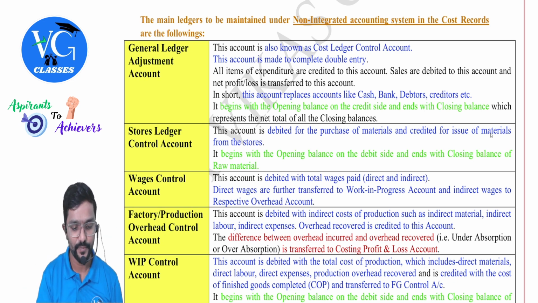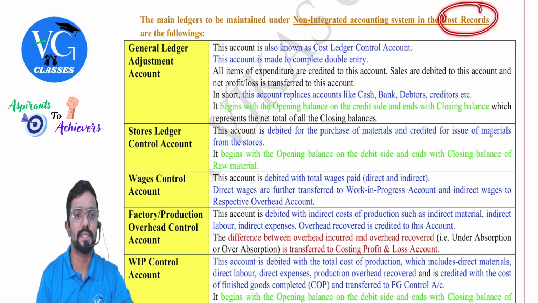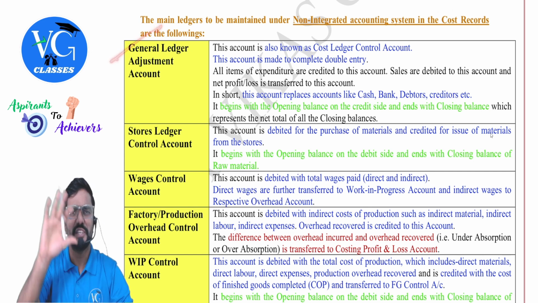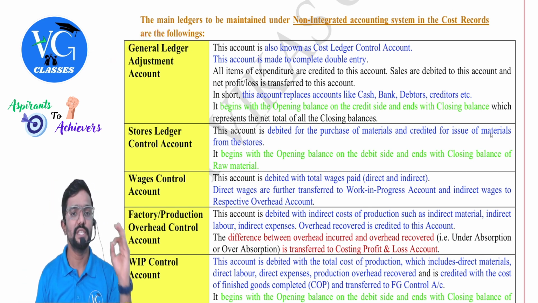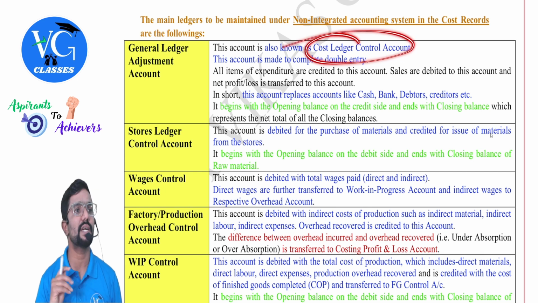So please be attentive. The main ledgers to be maintained under non-integrated accounting system in cost records are the following. What are those? One by one. First one, some special account we are maintaining. What is it, sir? General ledger adjustment account, or we also call it the cost ledger control account.